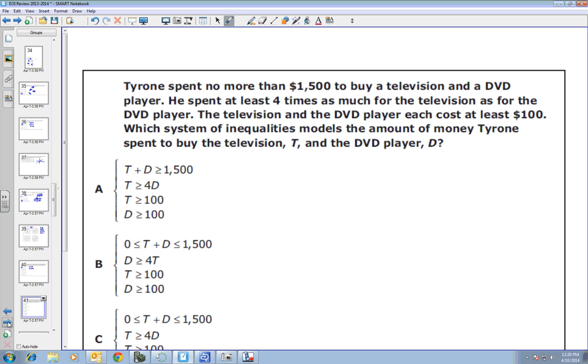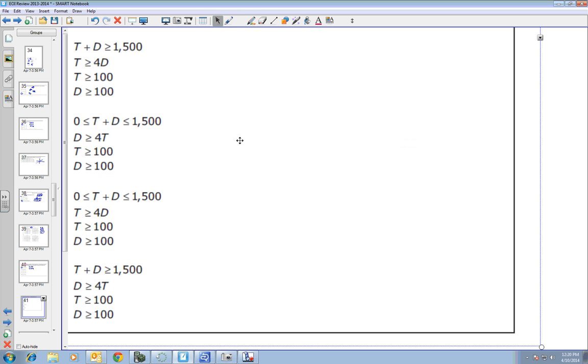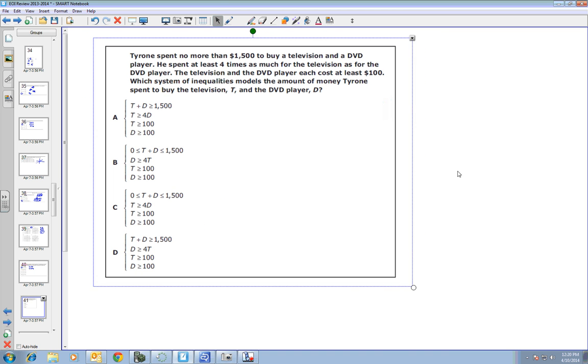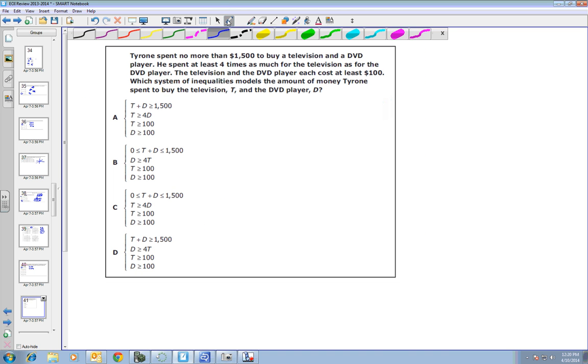So let's look at this one. This one is the same type of problem. It looks like it might be hard, but it's actually very easy. Tyrone spent no more than $1,500 to buy a television and a DVD player. He spent at least 4 times as much for the TV as for the DVD player, and the television and DVD player each cost at least $100. Which system of inequalities models what he spent?